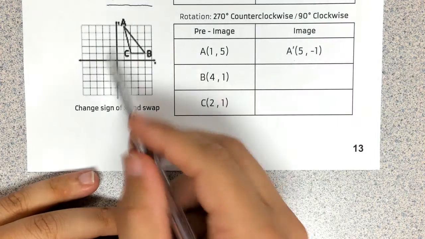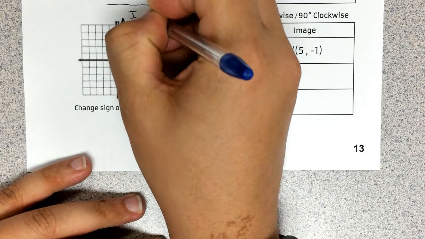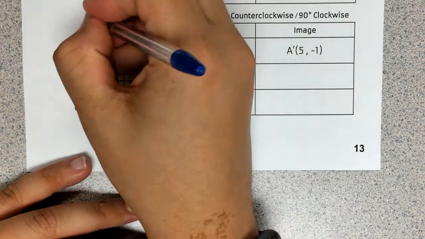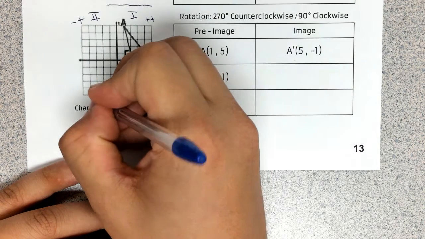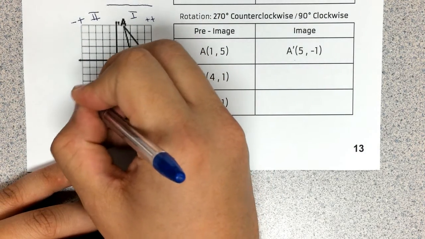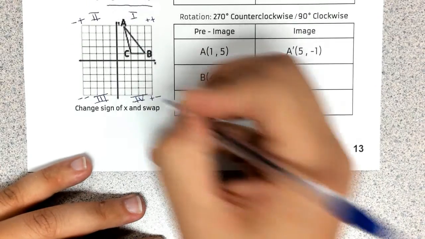So the first thing we do when we have a graph is we should label our quadrants and put our signs. So quadrant 1 is positive, positive. Quadrant 2 is negative, positive. Quadrant 3 is negative, negative. Quadrant 4 is positive, negative.